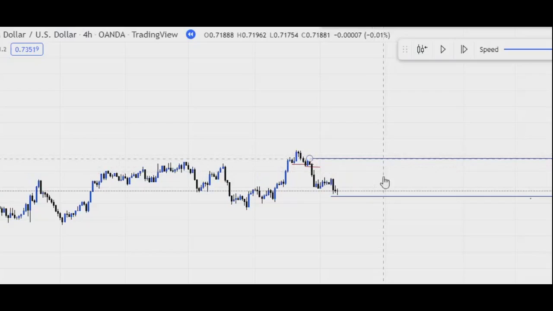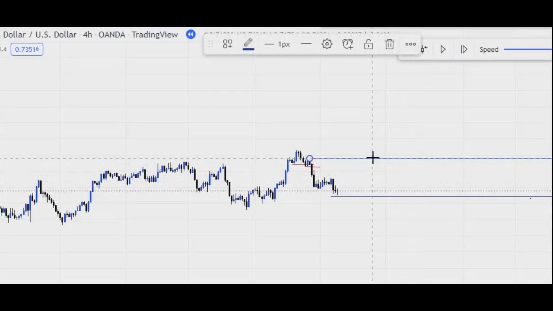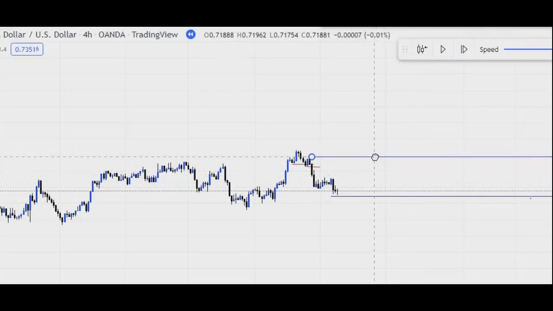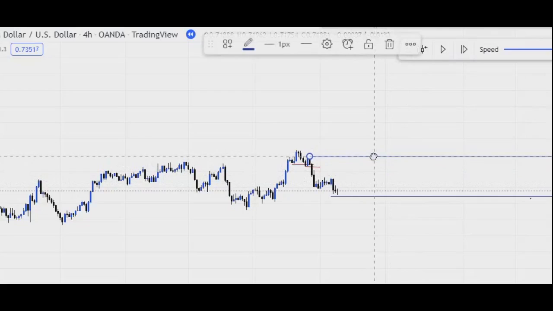This is our swing high, our swing low. This is our trading range. This is our playing field. Now, where do you find your OB within the trading range?